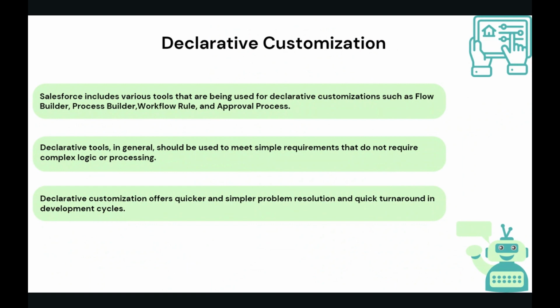Declarative customization refers to the ability to customize Salesforce using the platform's point and click tools and configuration settings. Declarative customization is faster to implement, requires little to no coding, and is easier to maintain. So, as I mentioned before, we have various tools such as Flow Builder, Process Builder, Workflow Rule, and Approval Processes. In general, they should be used just to meet simple requirements that do not require complex logic or processing.